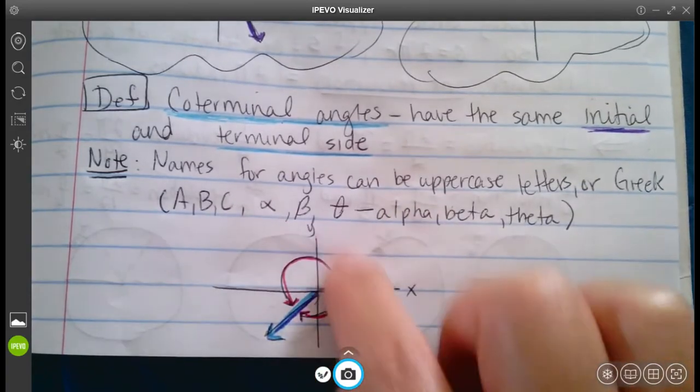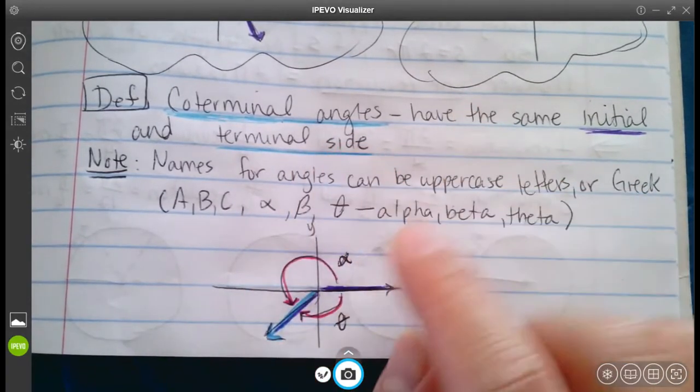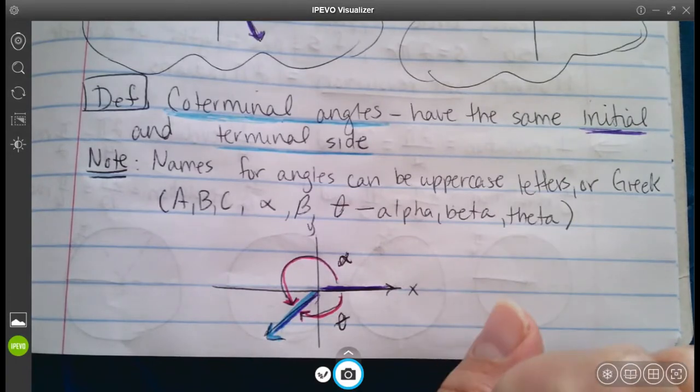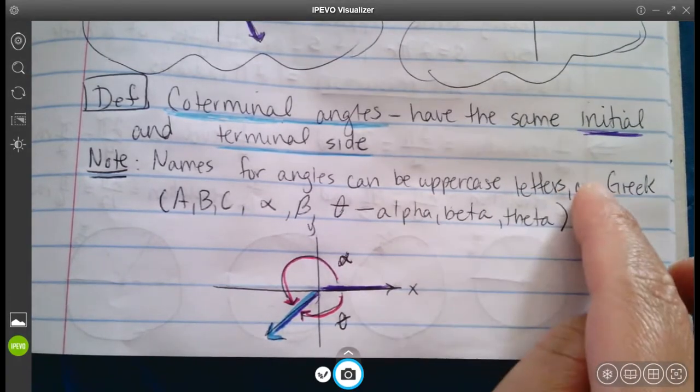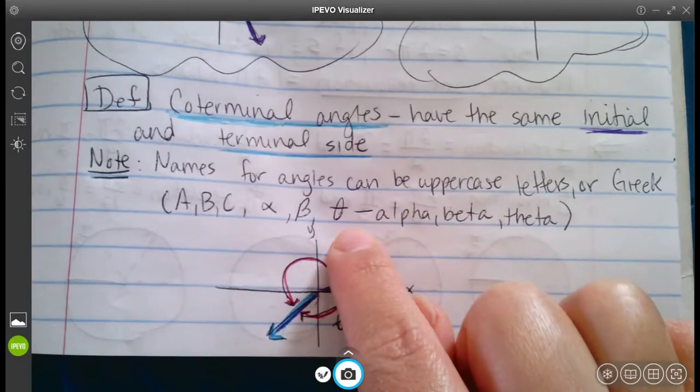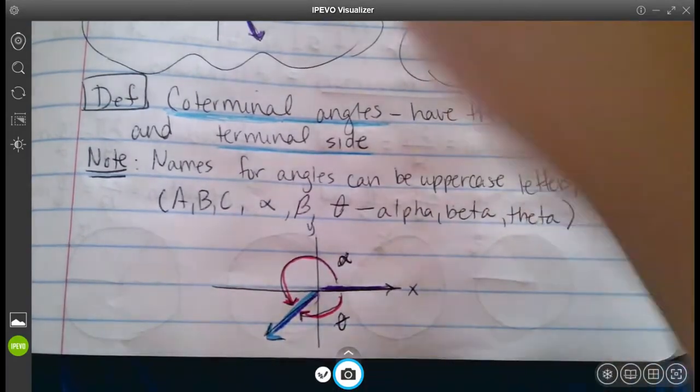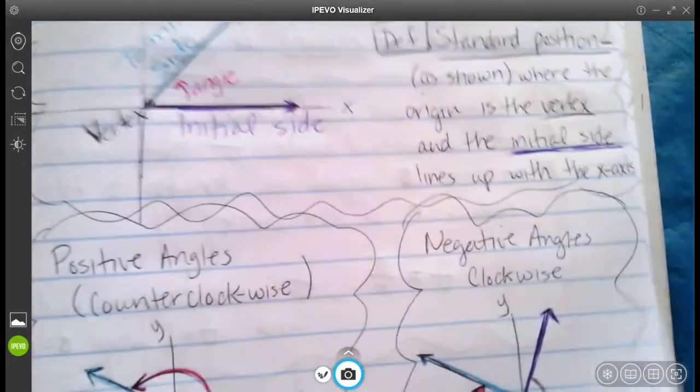Some different names that we can use for these angles or for any angles would be uppercase letters, so like A, B, C, D, etc., or Greek letters, such as alpha, beta, theta, and so forth. Okay, so hopefully most of this is review for you so far.